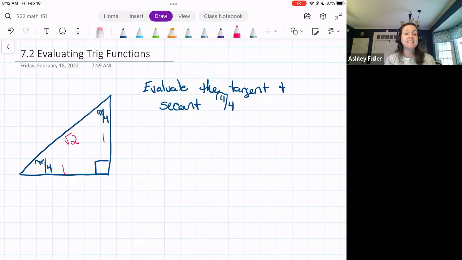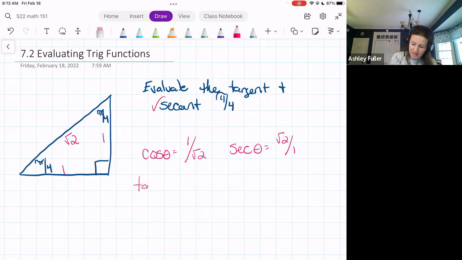Those may not be the exact lengths, it depends on the size of the triangle, but I know that those ratios will hold true. From here, then, I can calculate the cosine, which is adjacent over hypotenuse. The secant is just going to be the reciprocal of that, square root of 2 over 1. So I've gotten my secant, and then to find my tangent, because I was now able to fill in that triangle, it is opposite over adjacent, which is just 1.